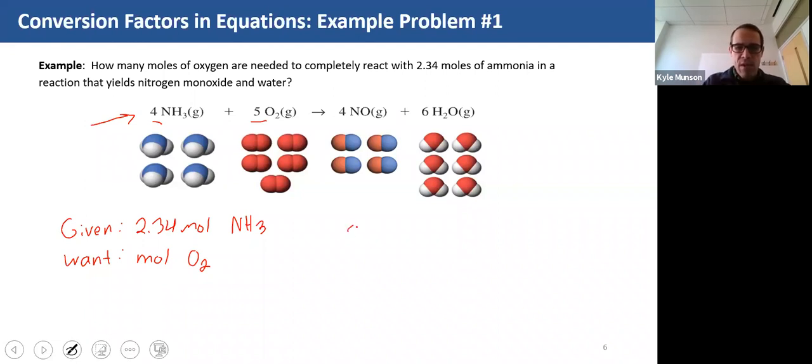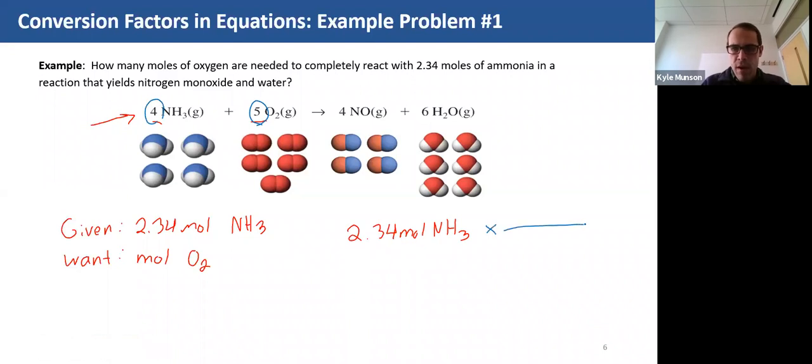So I'm going to start with what's given, right? 2.34 moles NH3. And then my conversion factor: for every 4 moles NH3, ammonia, there's 5 moles of oxygen. So if you put that in your calculator, I got 2.93 moles of oxygen.